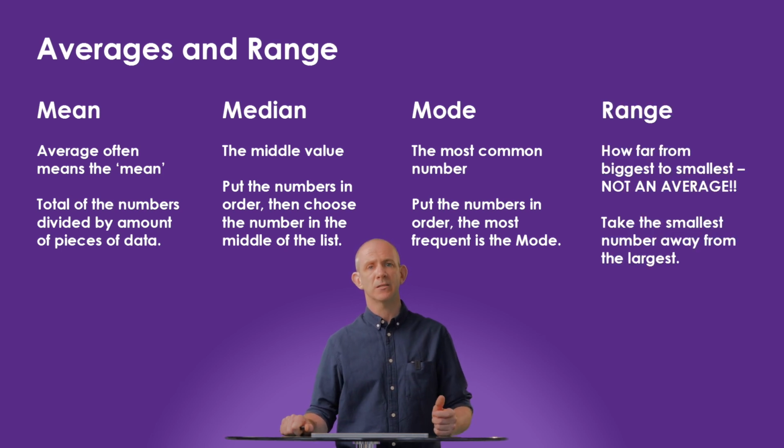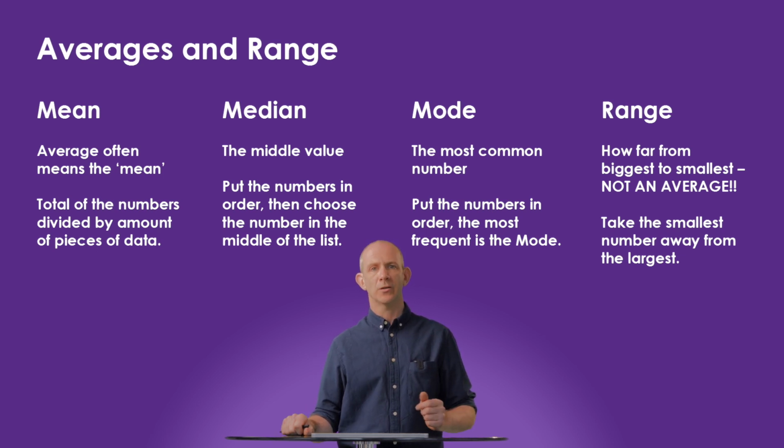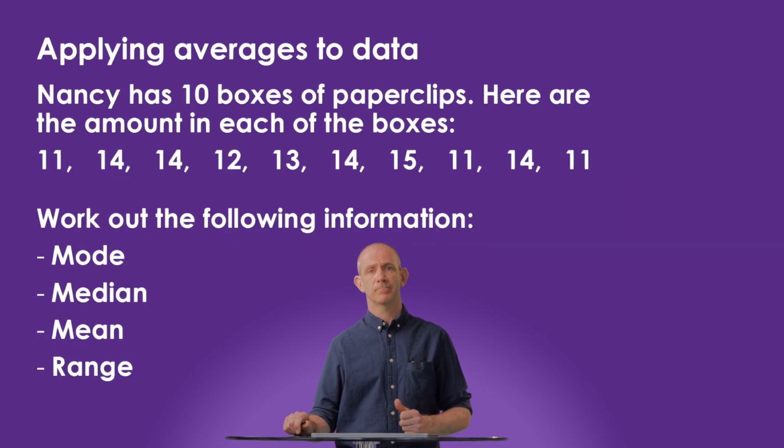The last piece of data that's useful when considering averages is the range. Whilst this is not an average, it does show how accurate our averages are. The larger the range, the less consistent our data tends to be, and this therefore lessens the accuracy of our averages to represent the data we're using. Let's see how we would apply these averages to a set of data.